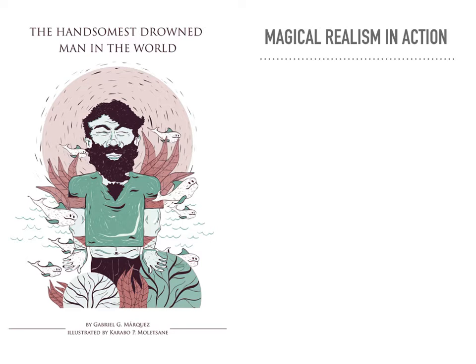So let's see magical realism in action. Here I'm going to show how magical realism is used in two classic texts. The first is The Handsomest Drowned Man in the World by Gabriel Garcia Marquez, 1968.